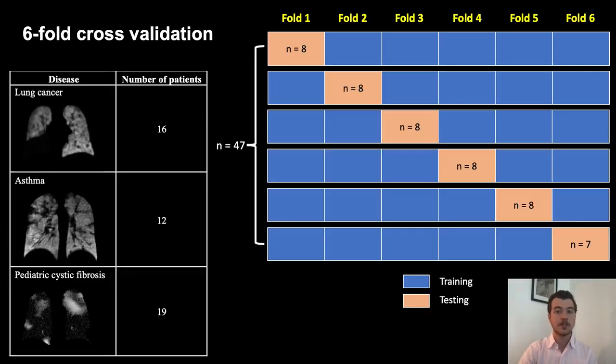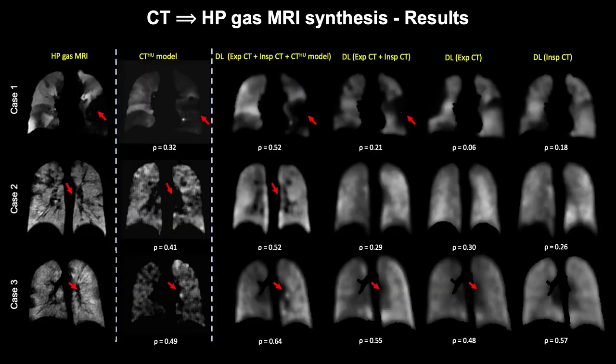We employed 6-fold cross-validation across all 47 patients, resulting in 6 separately trained CNN models, each tested on a different test set of 7 or 8 patients. Here, we can see the results for 3 cases in the dataset, comparing the gold standard hyperpolarized gas MR ventilation images to synthetic ventilation images generated either by CTVI modeling or by deep learning approaches.